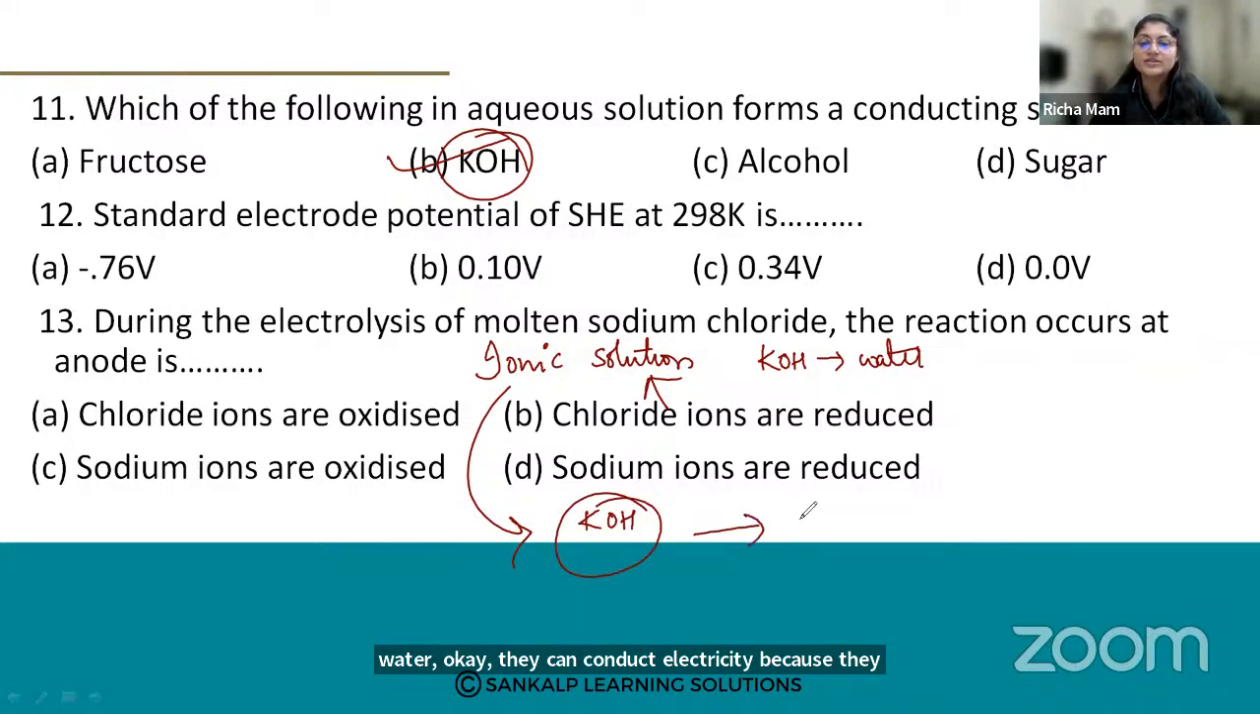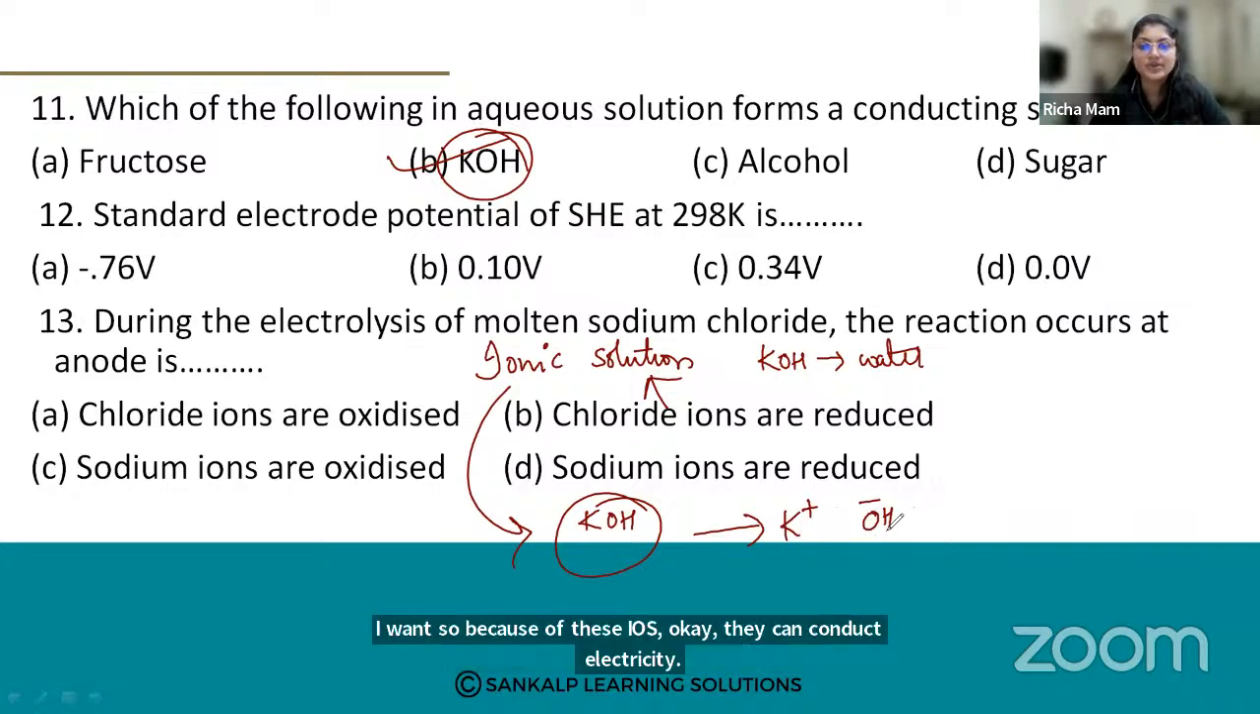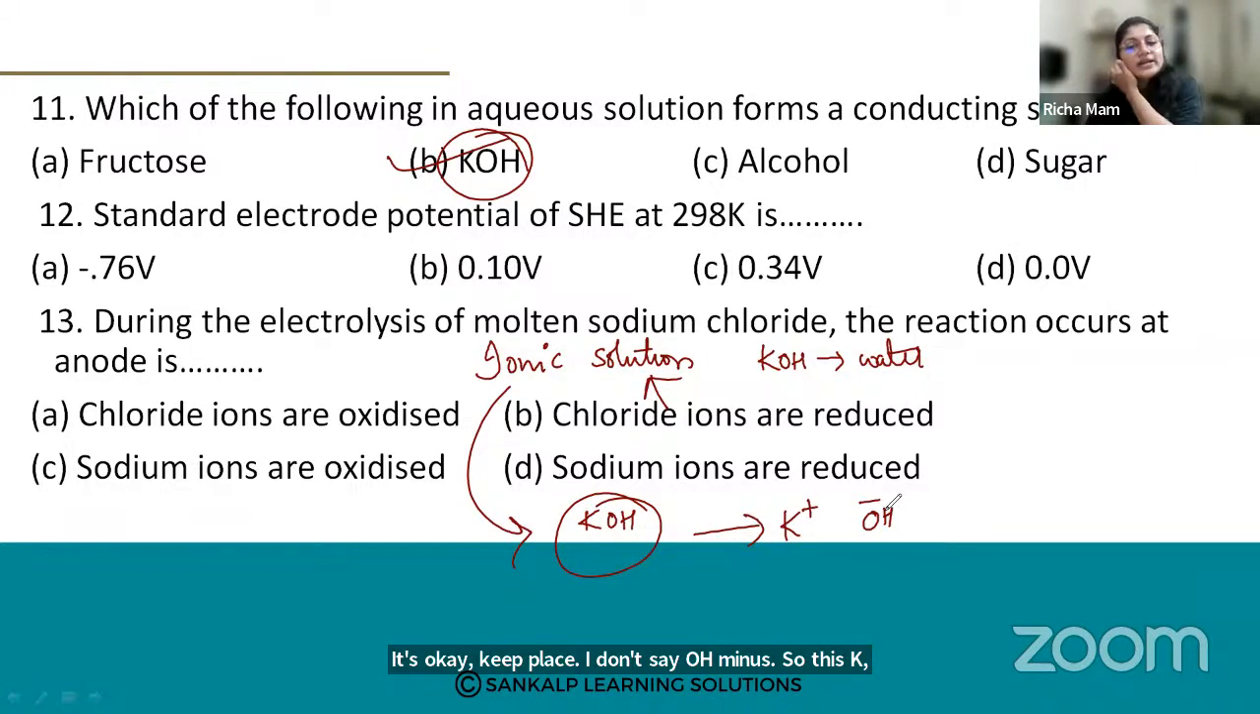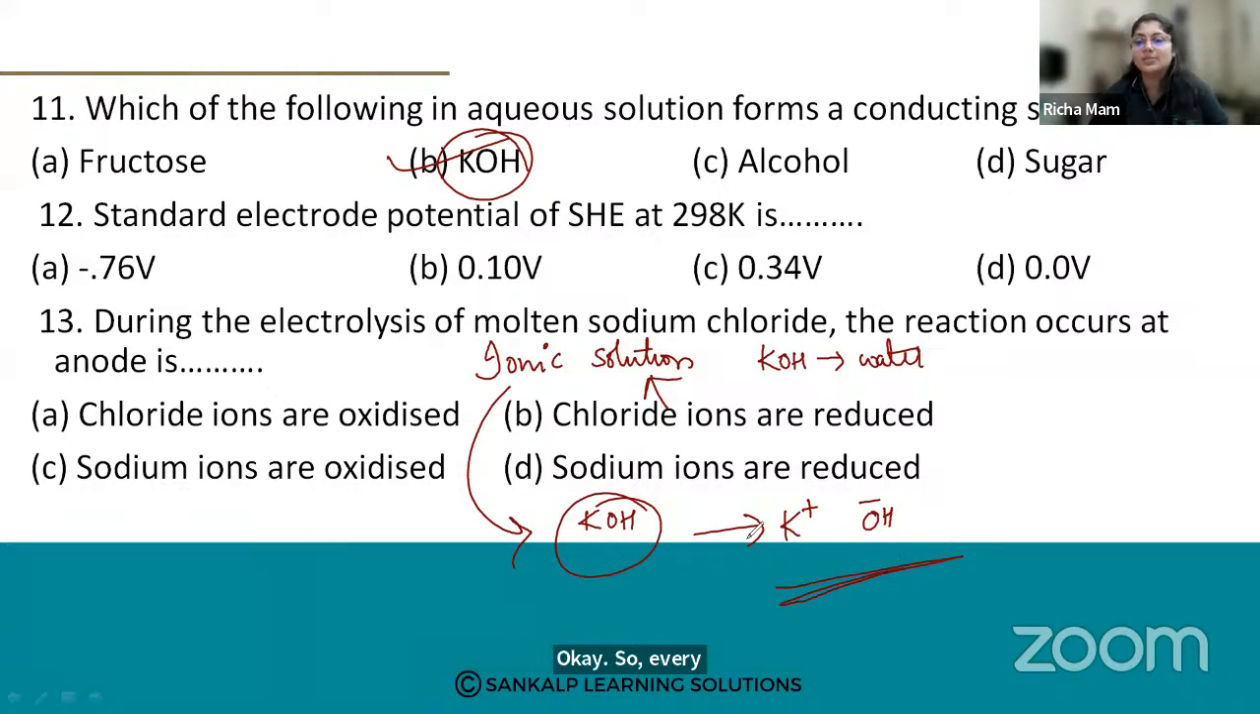So what ions do they have? K plus ions and OH minus ions. Because of these ions, they can conduct electricity. When you add KOH in water, it splits into K plus ions and OH minus ions. Because these ionic solutions have the capability to conduct electricity, the answer is B.